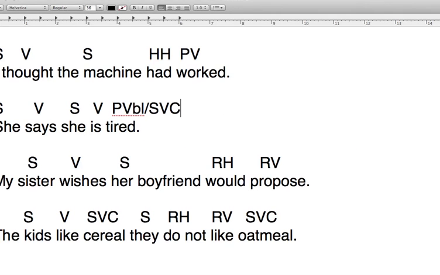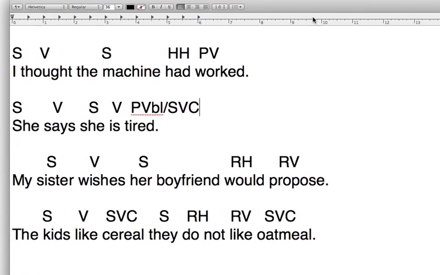I've gone ahead and labeled these already. So here's our first clause, "I thought." Our second clause, "the machine had worked." Does that make sense in here? Yes, it does. And in that case, "that" is our invisible dependent word.